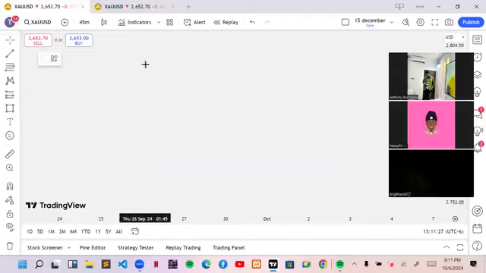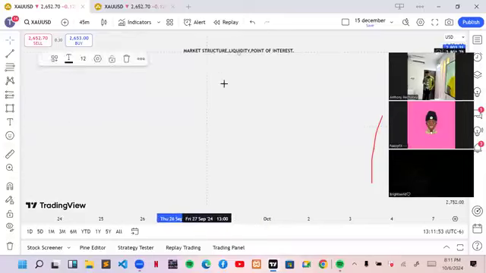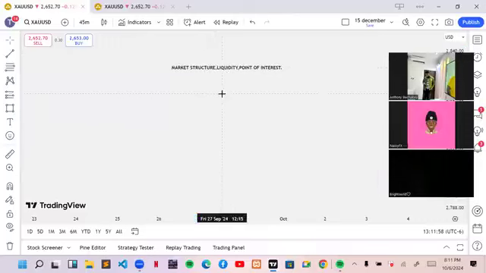So the topic is market structure, liquidity, and then points of interest. This is the topic: market structure, liquidity, and point of interest. This is my trading strategy. So I will take the market structure first, then liquidity, then point of interest. So what is market structure?